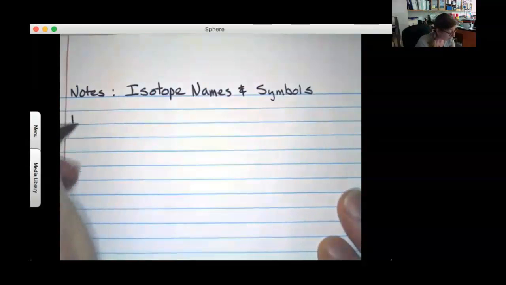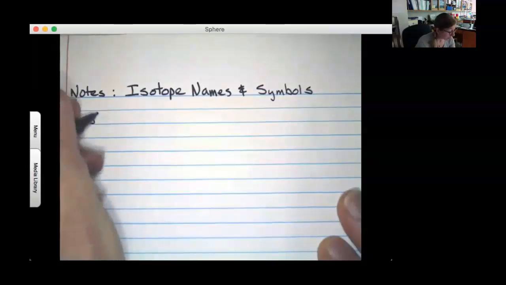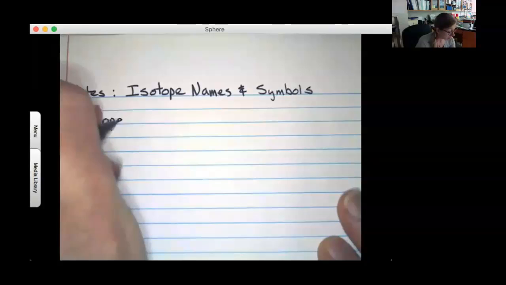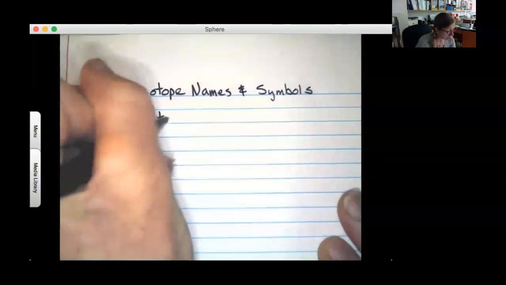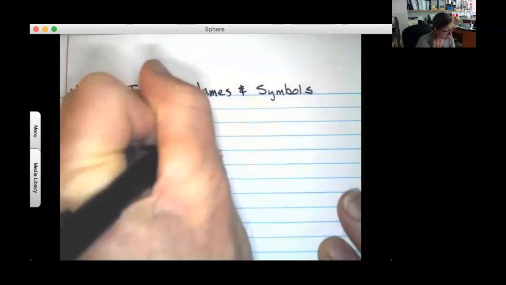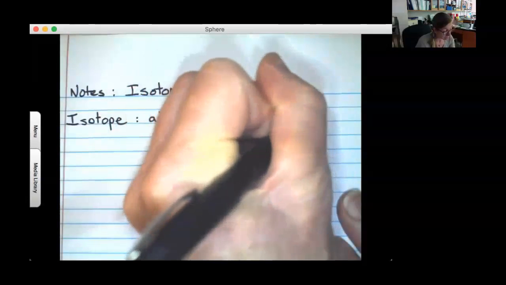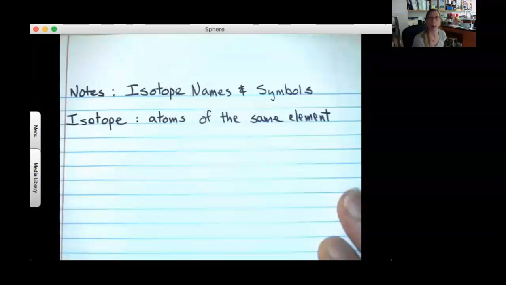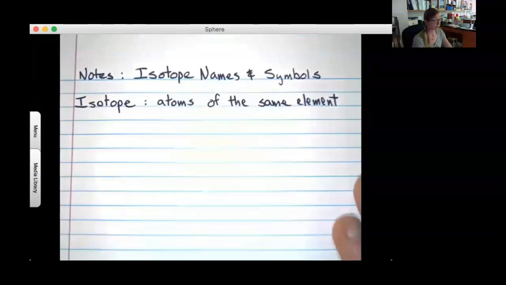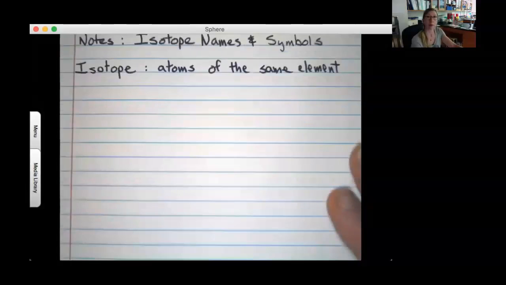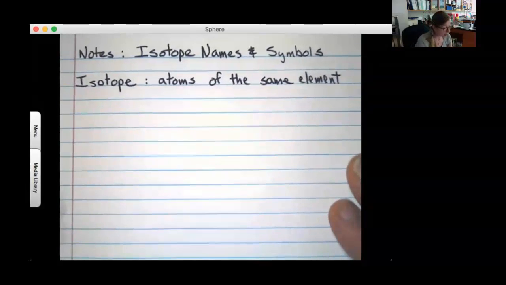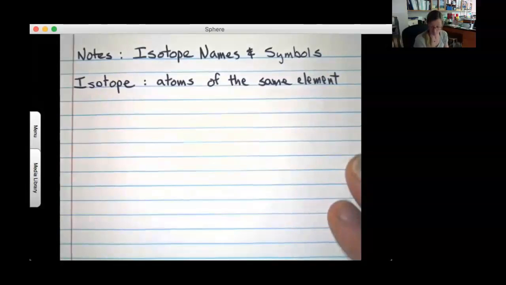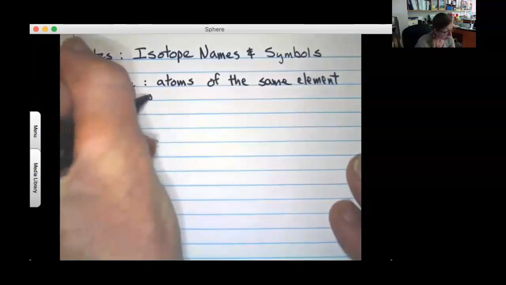So first thing we need to talk about is what an isotope actually is. And we're going to call them atoms of the same element. Atoms of the same element. Same element, so they have the same number of protons, but they have different number of neutrons.